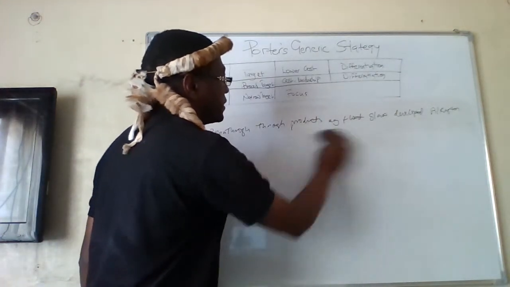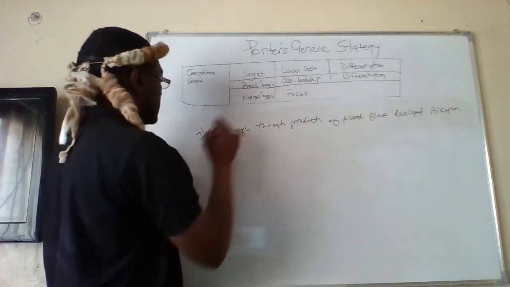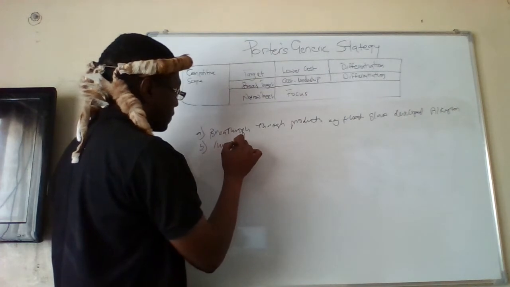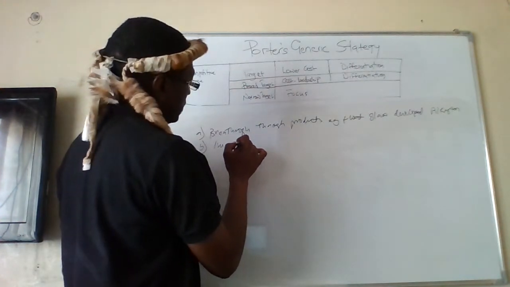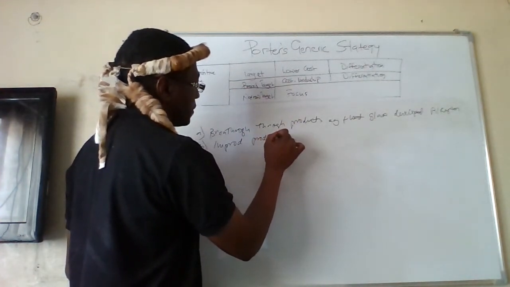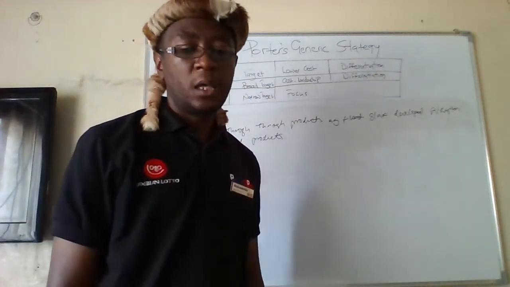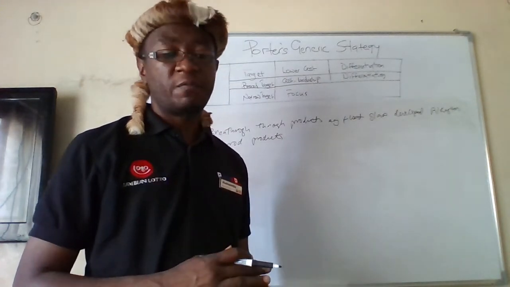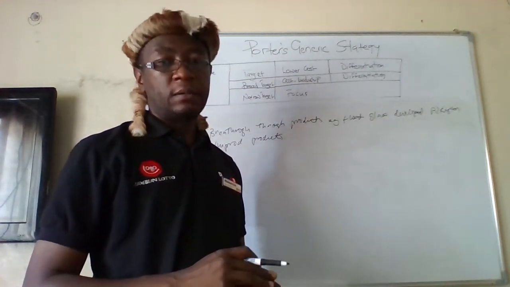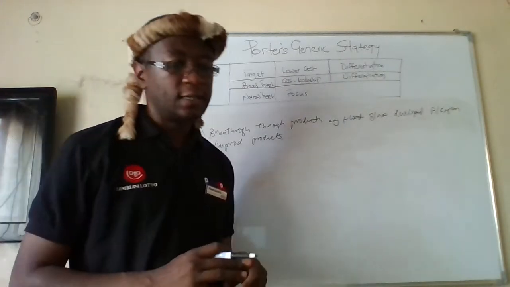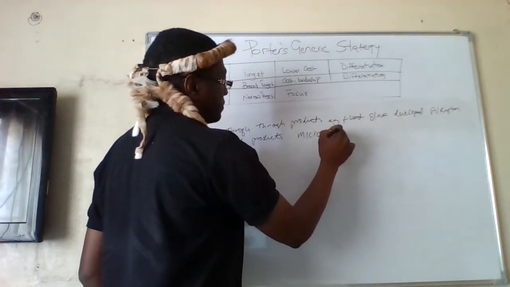Okay, that's an example. Then we should look at another type of product under differentiation, which is improved products. Now, these are not radically different from their competition, but are obviously superior in terms of performance, and you can actually get them at a competitive price. Now, an example of an improved product is a microchip. Okay, microchip.